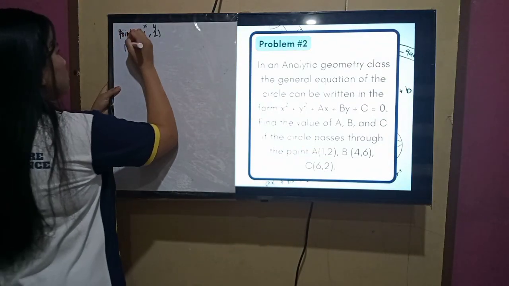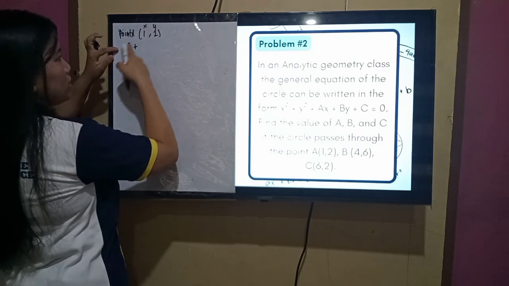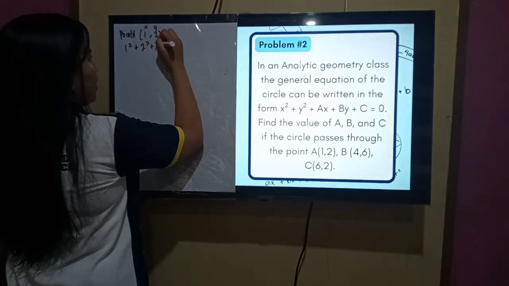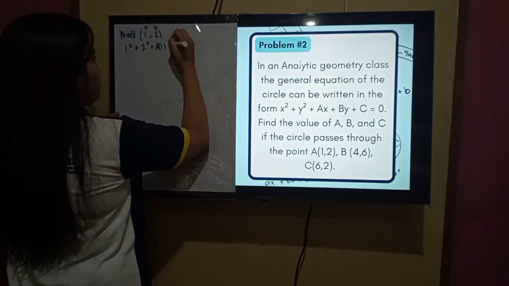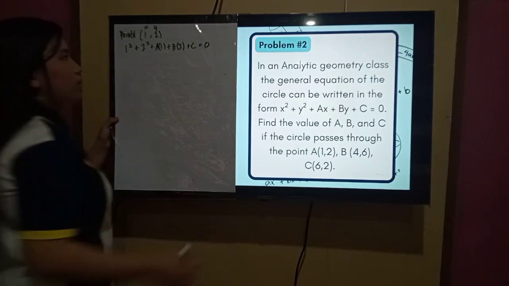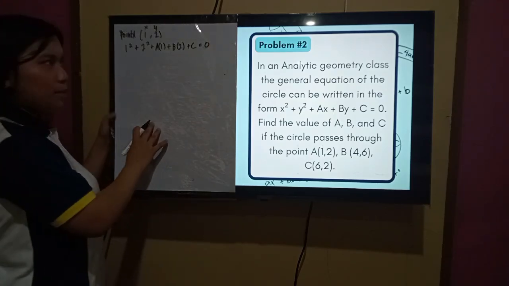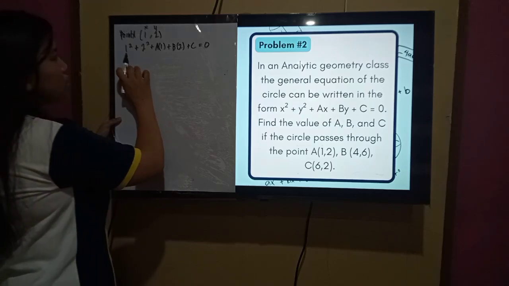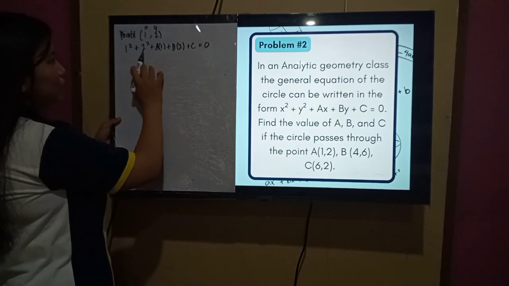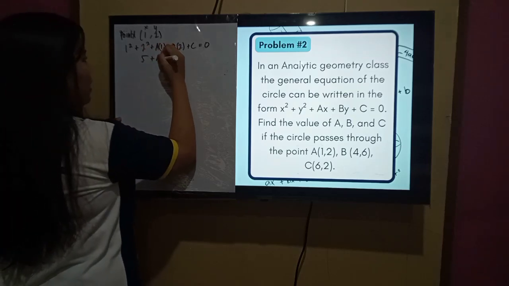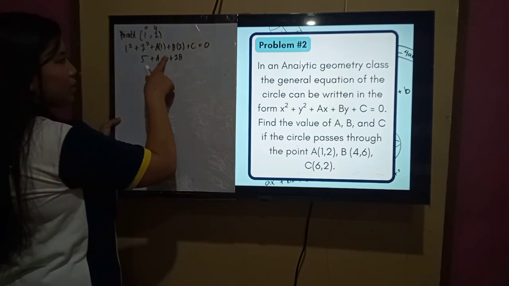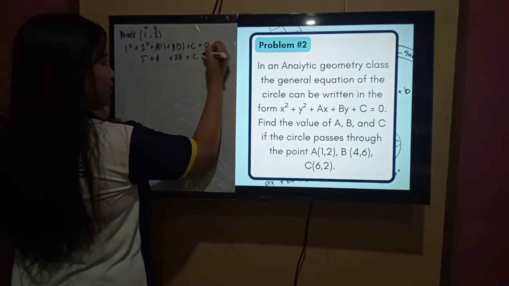So, 1 squared plus y is equals to 2, so 2 squared plus ax or a times 1 plus b times 2 plus c is equals to 0. So, i-simplify lang natin to. So, 1 squared is 1 plus 2 squared is 4. So, 1 plus 4, that would be 5 plus a times 1 plus 2b or pwede na natin itong isulat as A na lang, plus C is equals to 0.